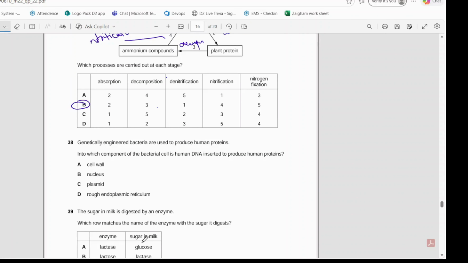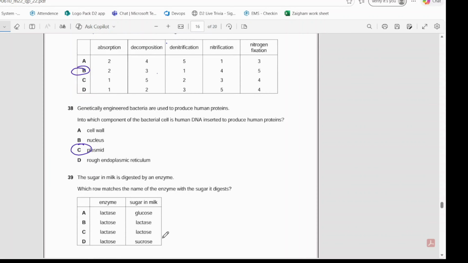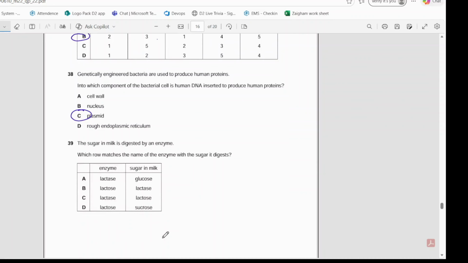Okay. Genetically modified bacteria are used to produce human protein. Into which component of the bacterial cell is human DNA inserted to produce human protein? We insert human DNA into the plasmid. The sugar in milk is digested by an enzyme. What is the name of that enzyme? Lactase. And what is the name of the sugar? Lactose. Yeah, lactose sugar and lactase.